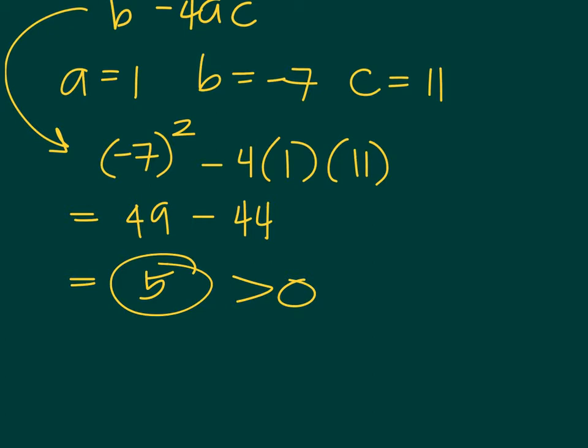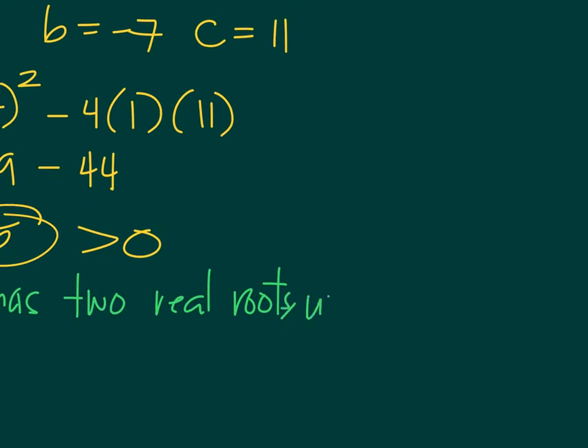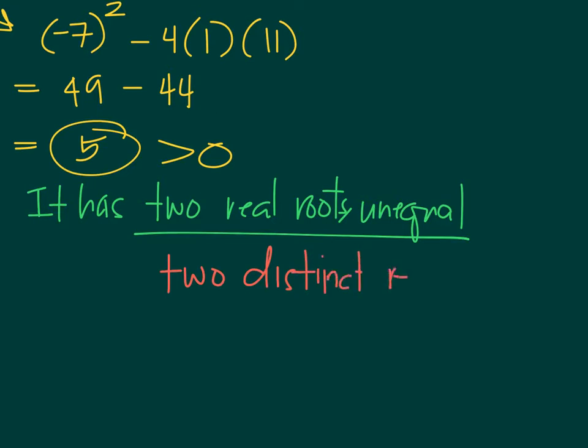So the conclusion is the equation has two real roots that are unequal. Okay, by the way, in some books, they say this as two distinct roots. So they're not equal, so they're distinct, real, because they're real, and then roots. Two distinct real roots. Okay, because b squared minus 4ac is 5, and 5 is greater than 0.